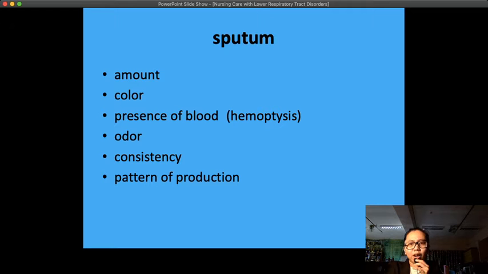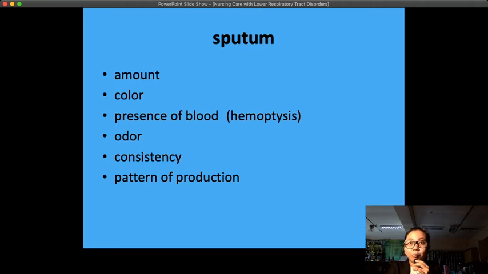Gaano karami? What is the color? Is it green? Okay, is it yellow? Is it orange? Okay, is it clear or whitish? Okay, so what color is the sputum? Presence of blood or hemoptysis.